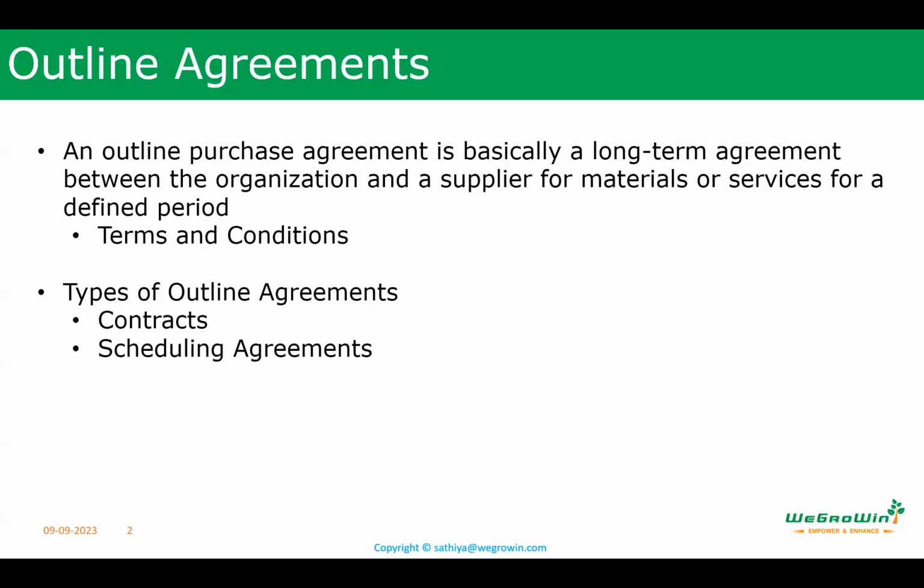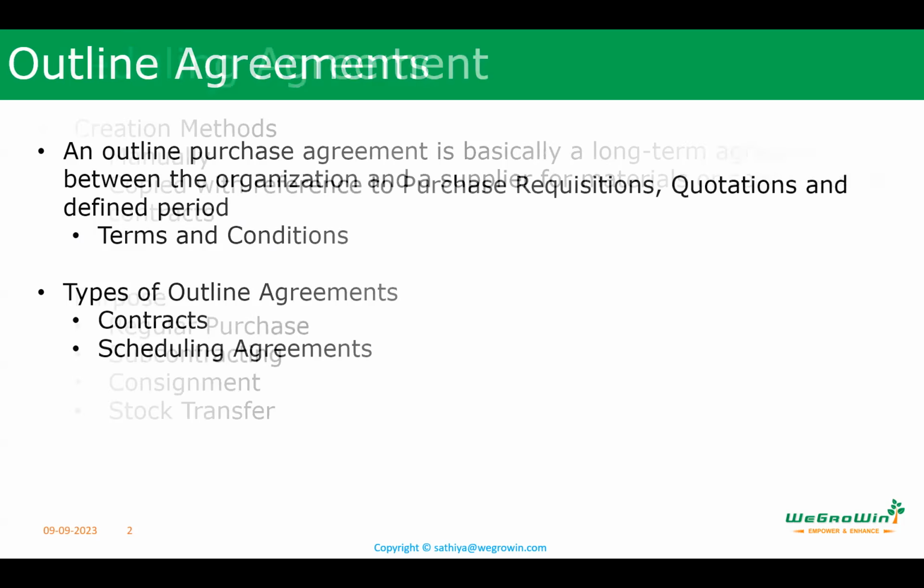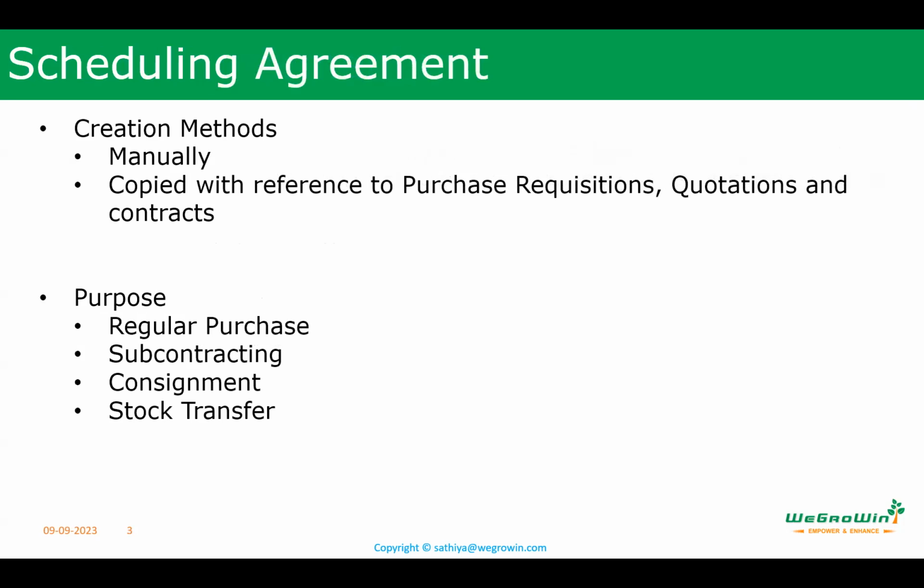Now let us go to the scheduling agreement. A scheduling agreement can be created manually, or it can be copied with reference to a purchase requisition, quotation, or contract. With respect to a contract also, you can create the scheduling agreement. The purpose can be regular purchase, subcontracting, consignment, or stock transfer. Any of these we can use a scheduling agreement for.